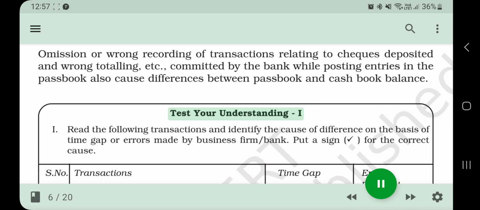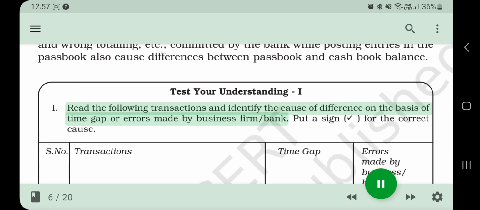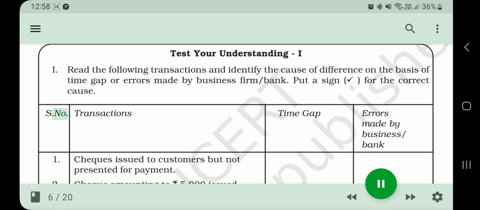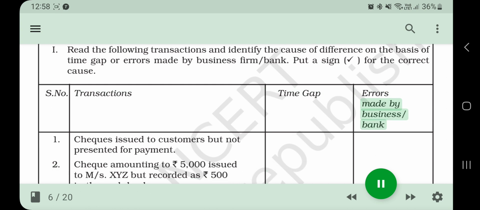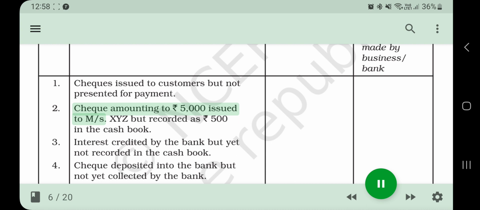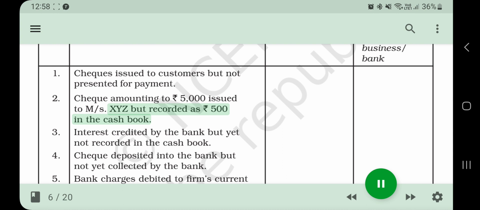Test your understanding. 1. Read the following transactions and identify the cause of difference on the basis of time gap or errors made by business firm, bank. Put a tick sign for the correct cause. S. No., Transactions, Time gap, Errors made by business, bank. 1. Checks issued to customers but not presented for payment. 2. Check amounting to ₹5,000 issued to M/s XYZ but recorded as ₹500 in the cash book.